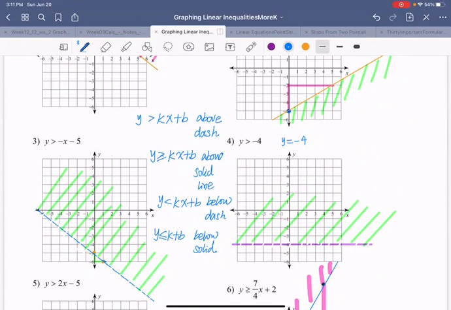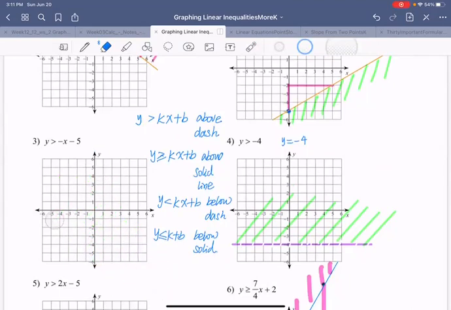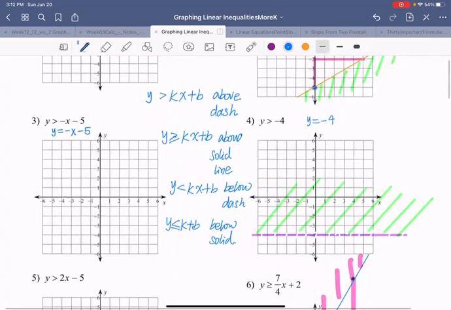Lansley, go ahead. Tell me, how do we do number 3? y equals -x minus 5. Okay. The y-intercept is 0, -5. Okay. Next. You rise by 1. You go down, okay. Yeah, good. Rise by -1.